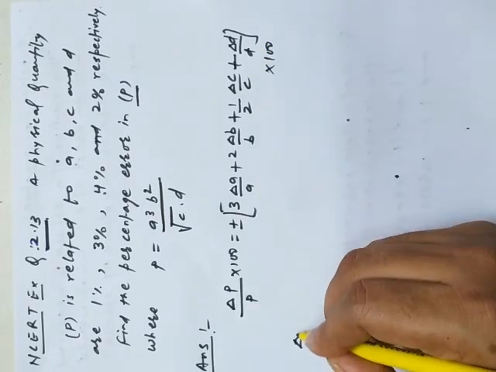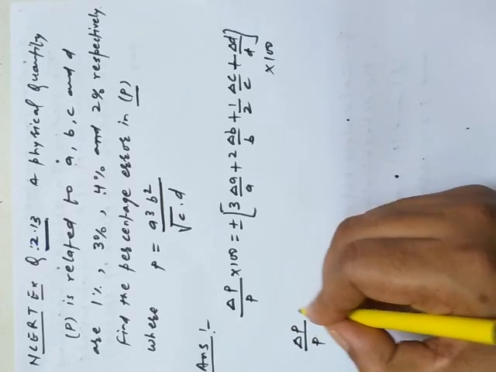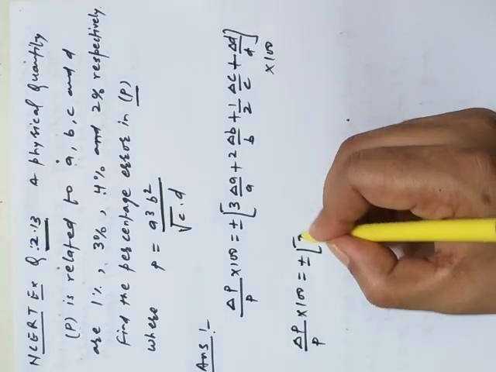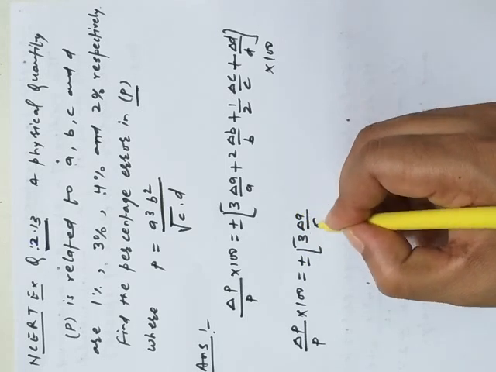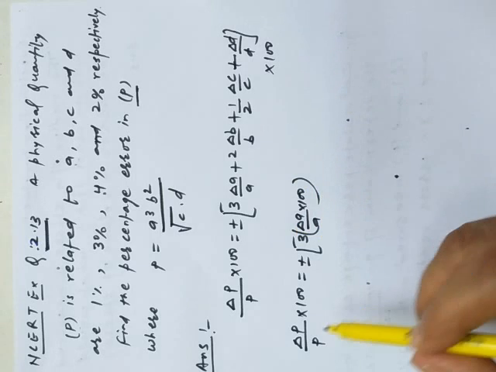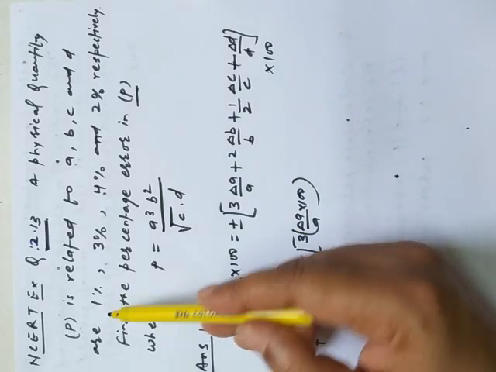So delta P upon P, further I am modifying this, that means plus minus 3 delta A upon A into 100. So this whole group is the percentage error, and that is given in the question, that is 1%.